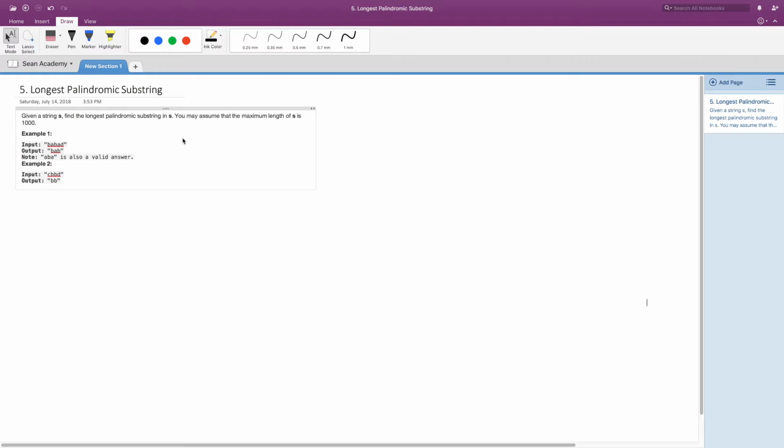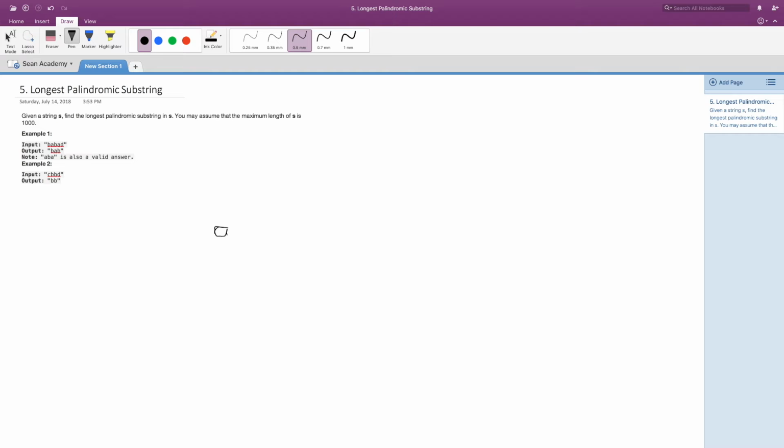The palindrome is a string where the first character equals the last character, and the second character equals the second-to-last character. Let's give an example like ABBA. The first character is A, the last character is A also, and the second character is B, the second-to-last character is B. So this is a palindrome.